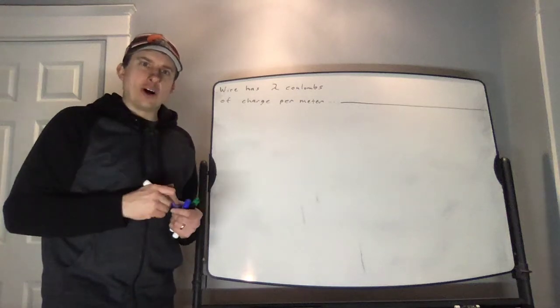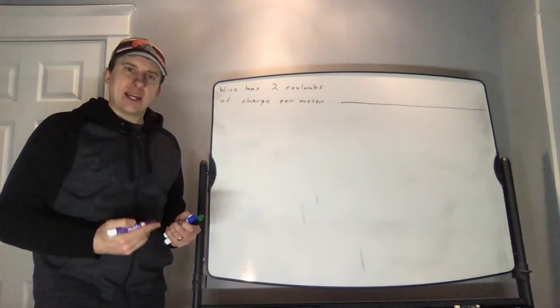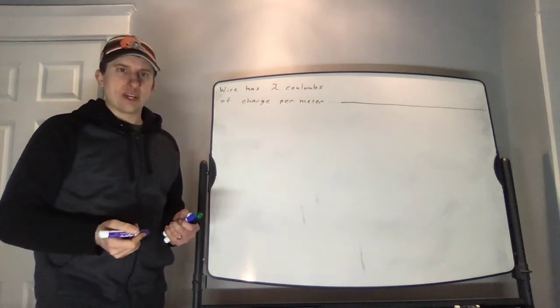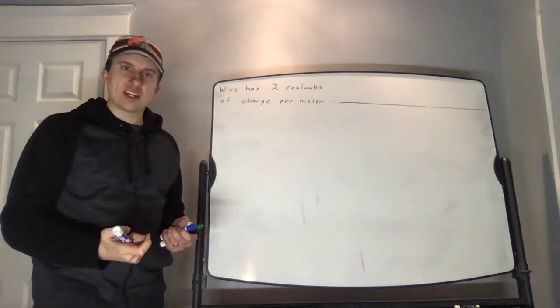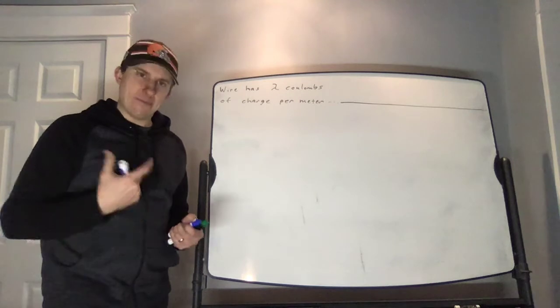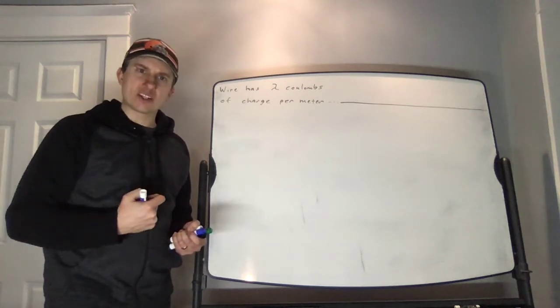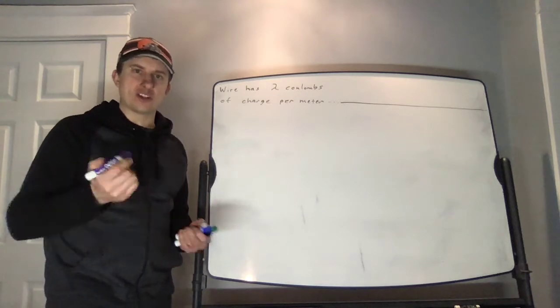Here's an infinitely long wire that contains charge along its length. The wire, we'll say, has lambda coulombs of charge per meter. So what that means is if I cut out a 1 meter long segment of this wire, I will have lambda coulombs of charge in total. If I cut out a 2 meter long segment of this wire, I will have 2 times lambda coulombs of charge in total, and so on.